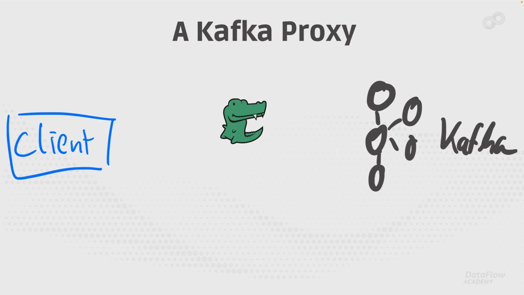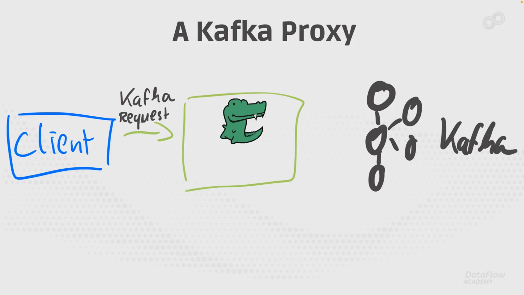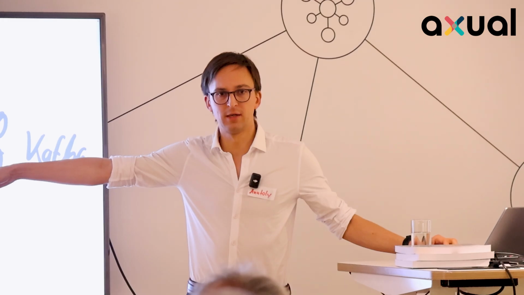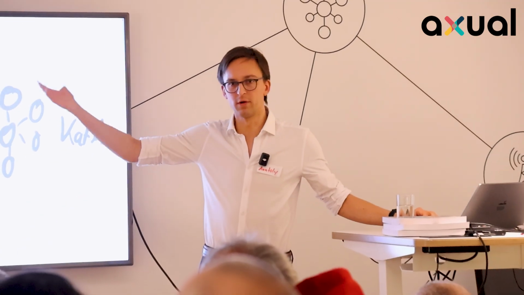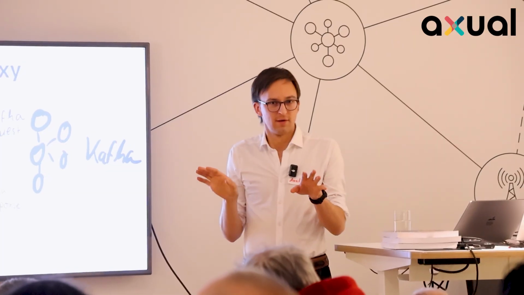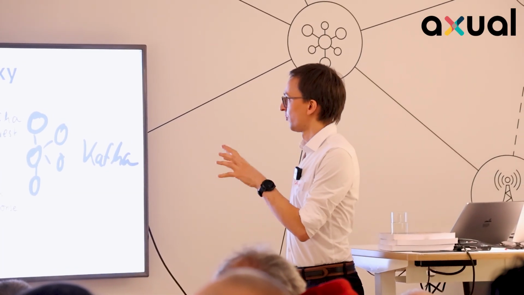Kroxylicious is in the end just a Kafka proxy. It is put between the client and the Kafka broker, and what it does is you send requests to it. You can transform requests in Kroxylicious, and then it forwards them. In the other direction, it gets Kafka responses. You can apply transformations to it, or filter that, or do whatever you want, and it's forwarded to the client. The essence is this.